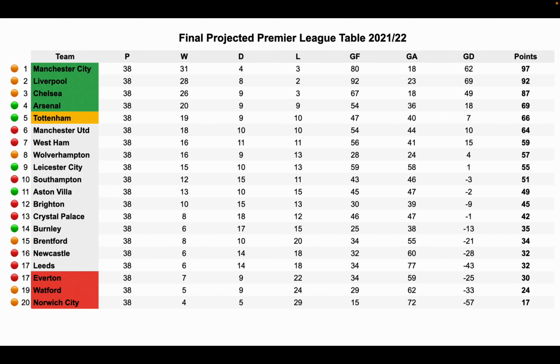There's our final projected Premier League table based on current data and extrapolating for the rest of the Premier League season. Let me know in the comments below what you think, whether you think this could be a realistic outcome. And yeah, I hope your team fared better than it did in the current table. I'm sorry for any Everton fans, but buzzing for Arsenal fans and Tottenham fans, I guess.